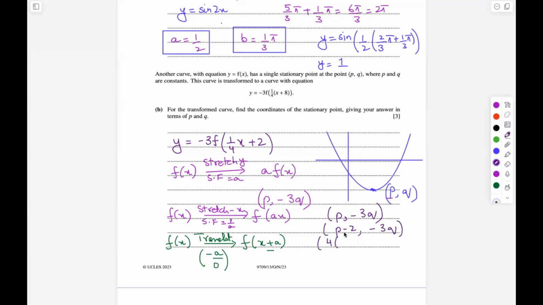So this whole x value will multiply by 4, which will become 4 into p minus 2 comma minus 3 cube. And finally, we can write the answer as 4p minus 8 comma minus 3 cube. And if you're doing a transformation in the y direction, in that case, stretch is applied first and then translation. But if you're doing transformation in the x direction, in this case, translation is applied first and then the stretch. So the final answer will be 4p minus 8 and minus 3 cube.